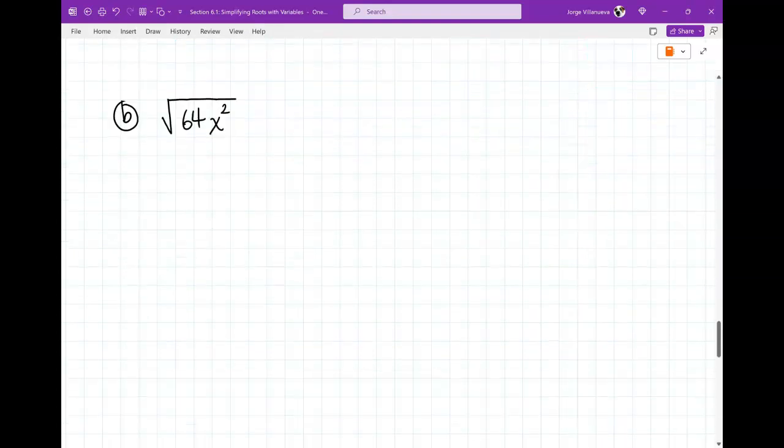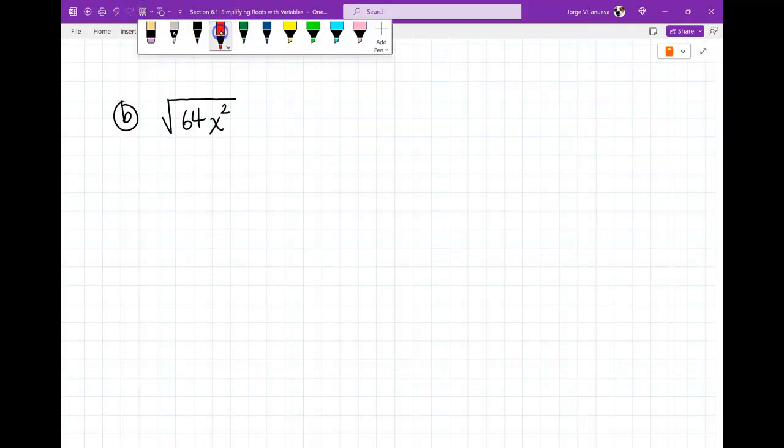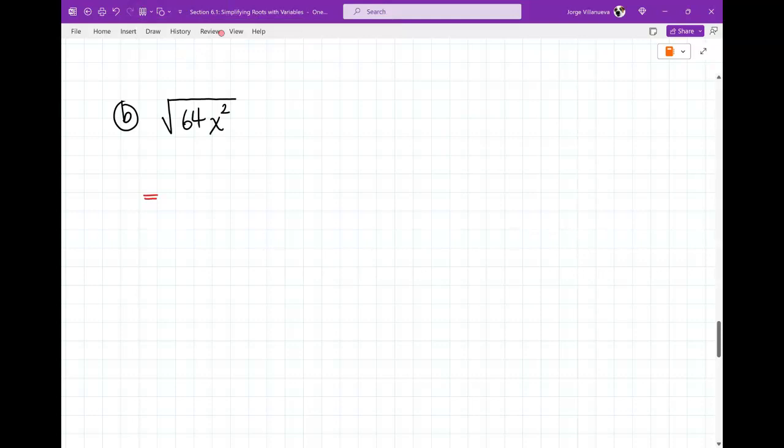So here's this one. And this one's supposed to be really easy. What's the square root of 64? 8. And then the square root of x squared. I'm going to put the little index there. You see how the index matches the power on the x? That means I can remove it. I can move this out. And it just becomes a solo x. And there's your answer.